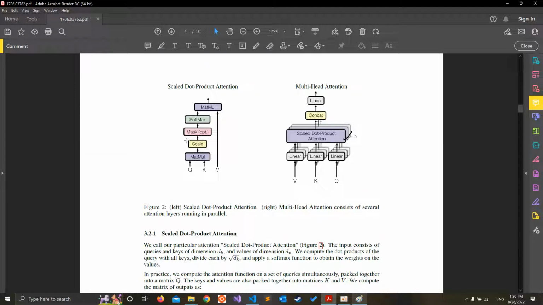Okay, let's see this. We are not going to talk about multi-head attention here exactly, but we are going to talk about the scaled dot-product attention, which we are going to implement in this part of our series of videos.